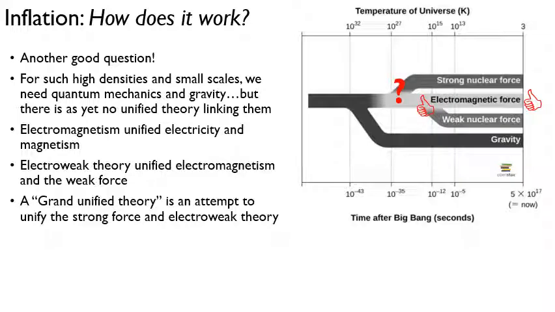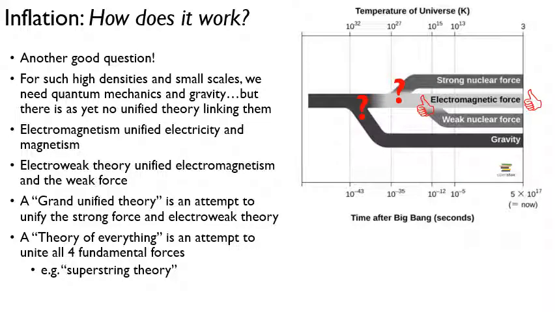So there are people who are working on a so-called grand unified theory, and there are many different attempts at this. And the grand unified theory, this is something that would link the strong nuclear force to the electroweak force. No successful theory exists yet, so we can't describe the universe at this point in time when these would be linked. We can't go any further back.